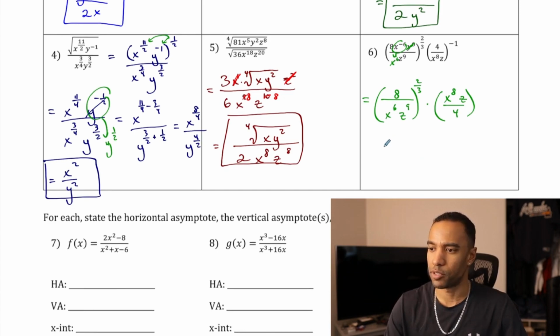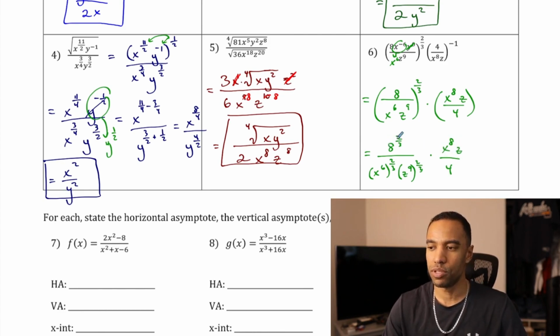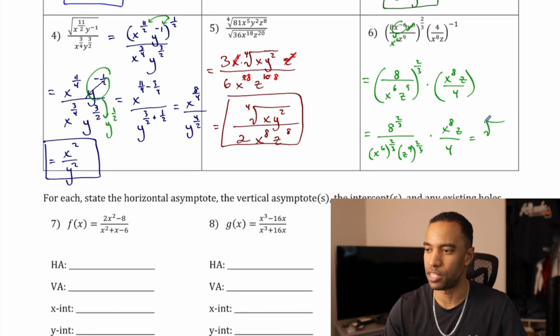Actually, here, I'm going to do this first. I'm going to say this is 8 to the 2/3, so you're raising everything here to the 2/3 power: 8 to the 2/3 power, x to the 6th to the 2/3 power, and z to the 9th to the 2/3 power. As long as that 2 is involved, I think taking 2/3 of a number is easier here, and I can convert this to its radical form. This is once again times x to the 8th z over 4. Now, 8 to the 2/3 power, that one I will definitely convert for us here. That is the cube root of 8 squared.